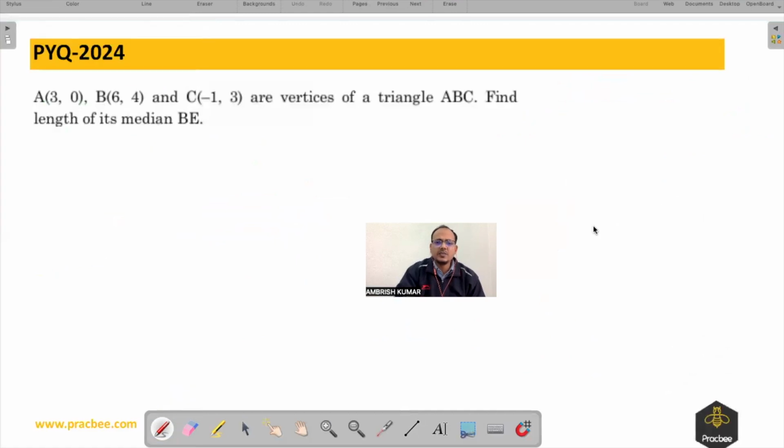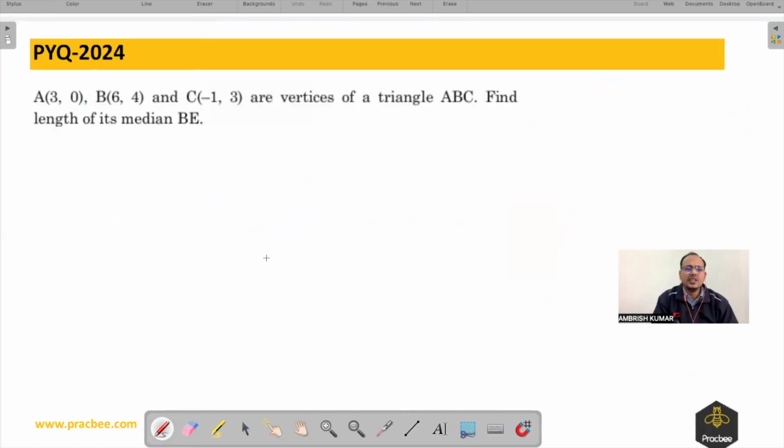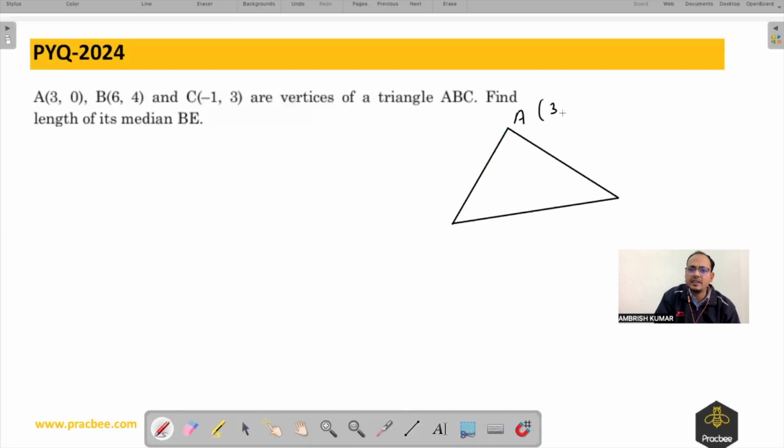Now see this particular question. 3, 0, 6, 4 and -1, 3 are the vertices of a triangle. Find the length of its median. Look, just draw a random triangle. In this triangle, the coordinates of the points are given like this. Let us say this is A, 3, 0. B is 6, 4, and C is given as -1, 3.